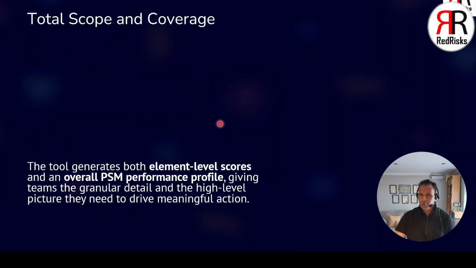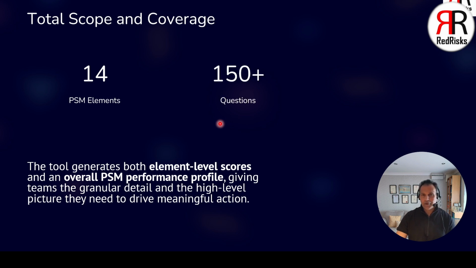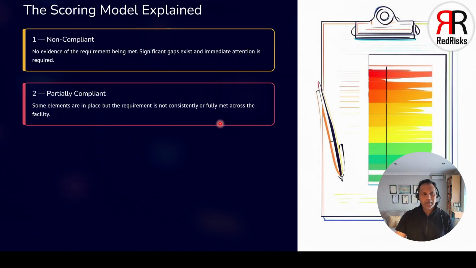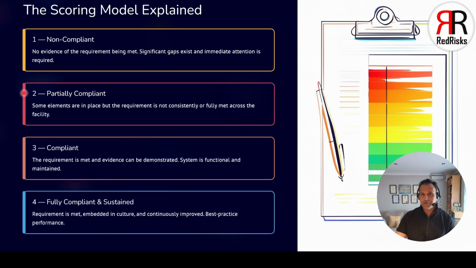The tool is quite extensive and it generates a heat map, and there are 14 elements, as I said, that we've covered, and there are over 150 questions spread across each of those elements, roughly about 10, 11 on average. And there is a scoring criteria between 1 to 4 to show you what the compliance factor is associated with that particular element. Let me explain the scoring model in a bit more detail. 1 basically means non-compliant, 2 partially compliant, 3 is compliant, and 4 is fully compliant and sustained.